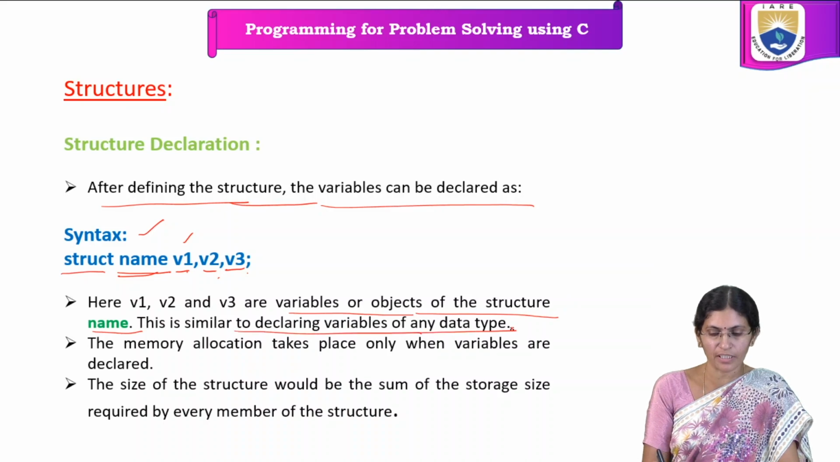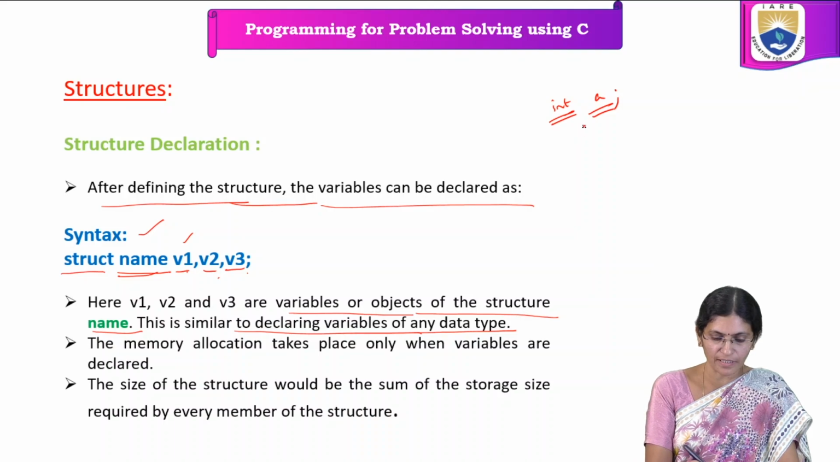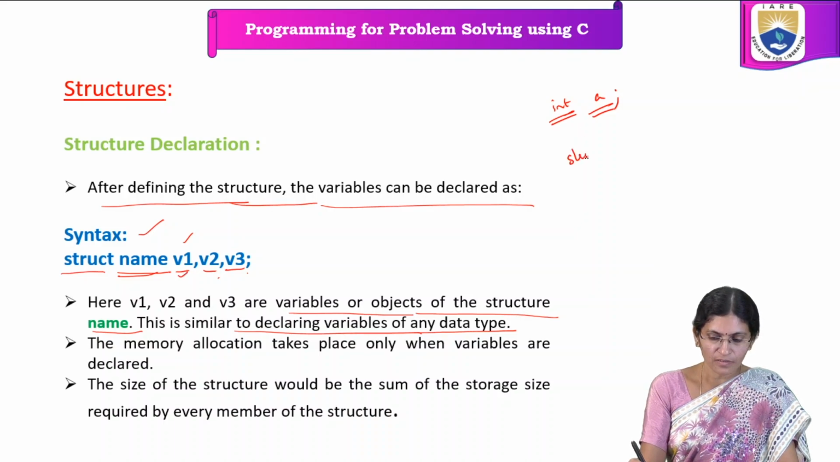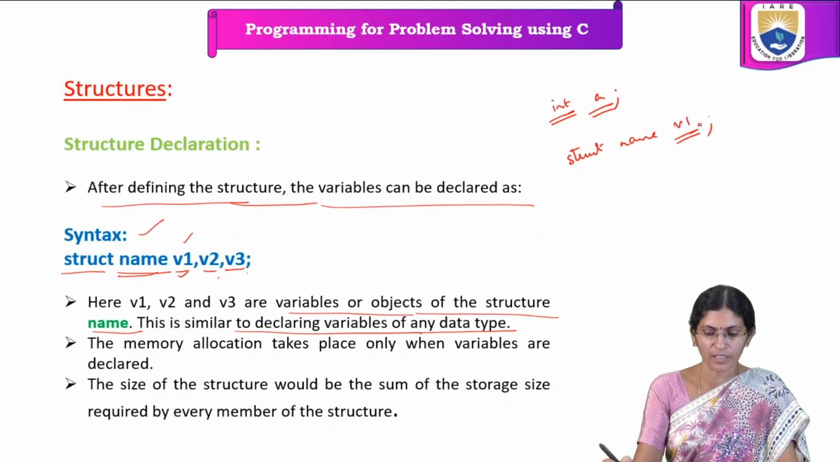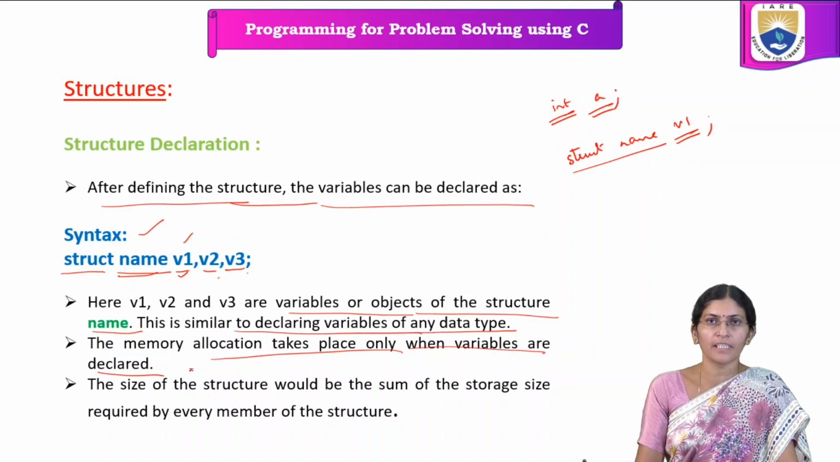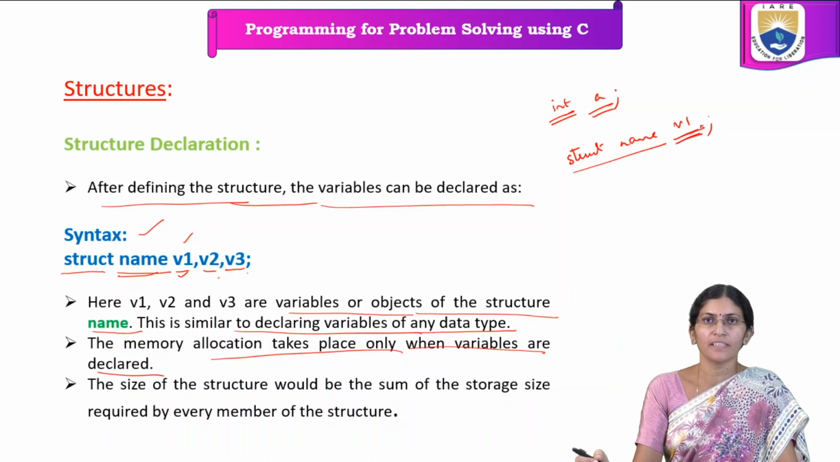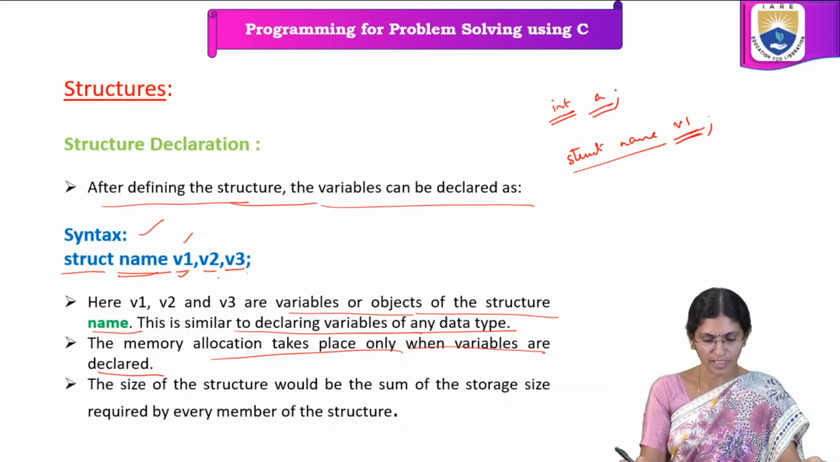This is similar to declaring variables of any data type. So for example, int a, so a is a variable here, it belongs to integer type. So similarly we can say that v1 is a variable, struct name v1. So v1 is a variable which belongs to the data type struct name. So memory allocation will take place only when variables are declared. So with structure definition, it is not possible to allocate memory. Only after the variables are declared, the memory for this particular structure is allocated.